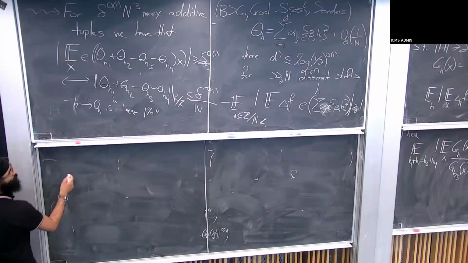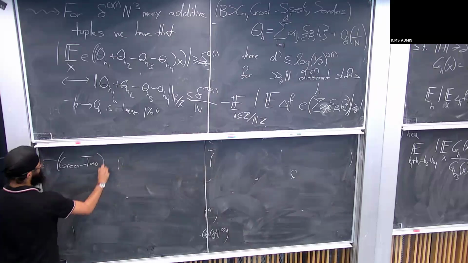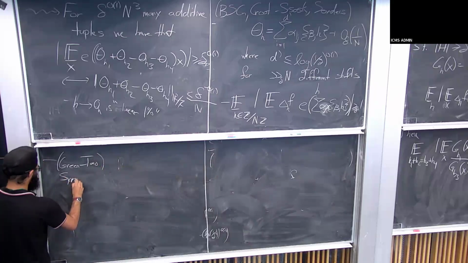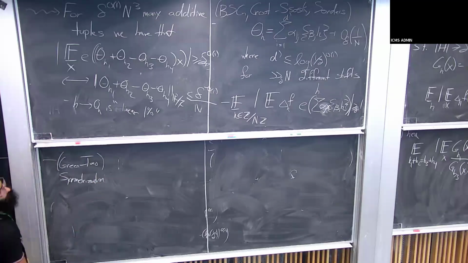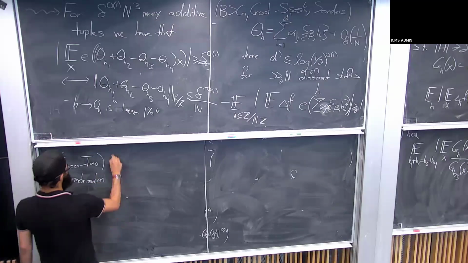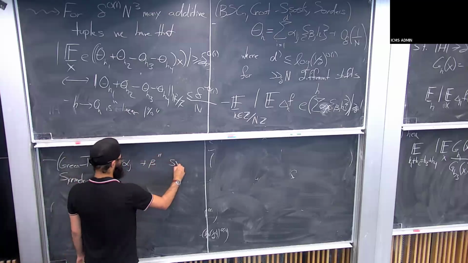To finish, you need an argument of Green and Tao. This goes under the name symmetrization. And what you can then prove is that alpha and beta are symmetric in the right way.